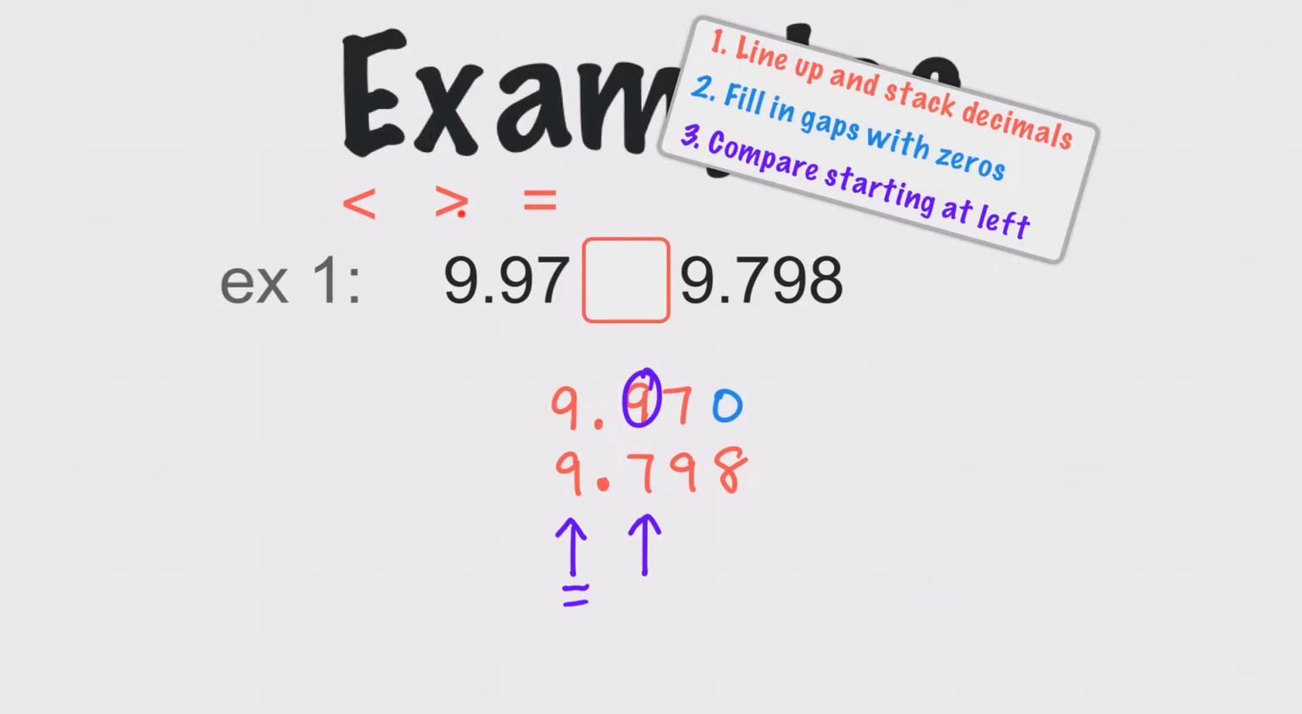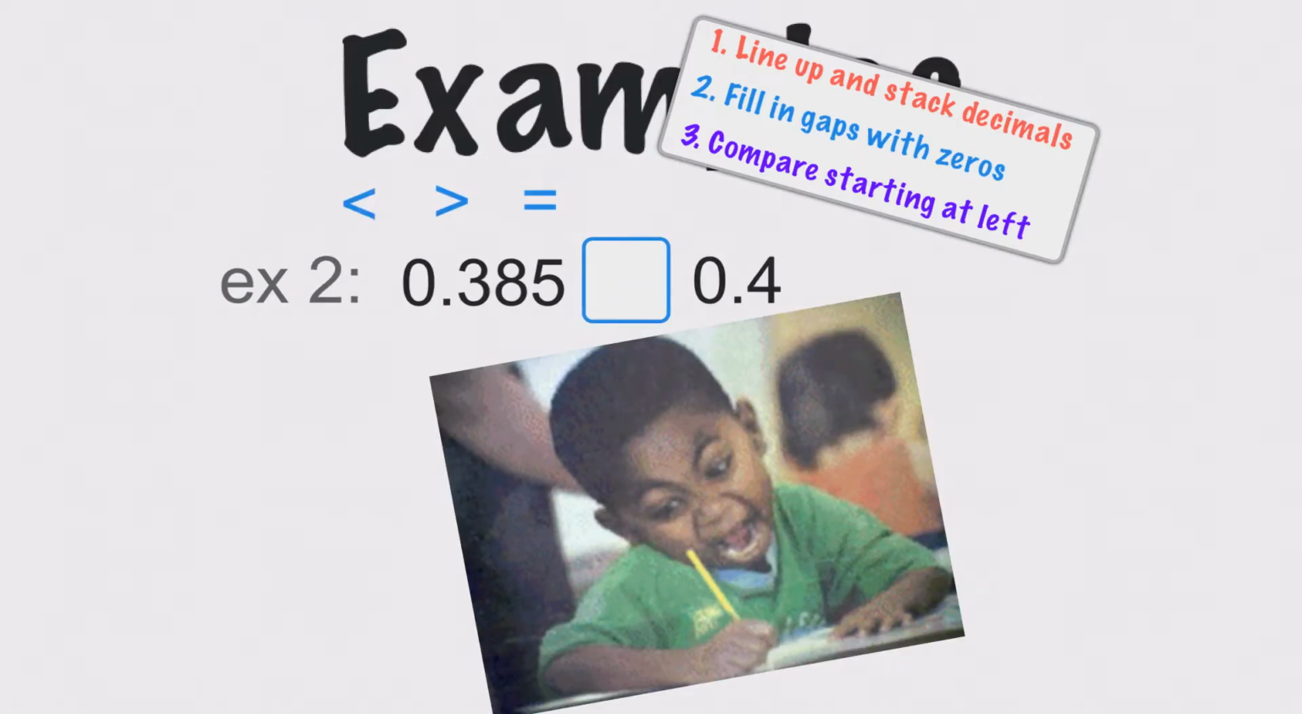Now I just need to think about which symbol to use. Well, I like to think about a Pac-Man. And the Pac-Man needs to be eating the greater number. What we found out was this one. So we need this Pac-Man to come down so that he's eating the 9 and 97 hundredths. He's eating the greater number. And that's our final answer. Okay, now here's our second example. So make sure you pause the video and write this down.